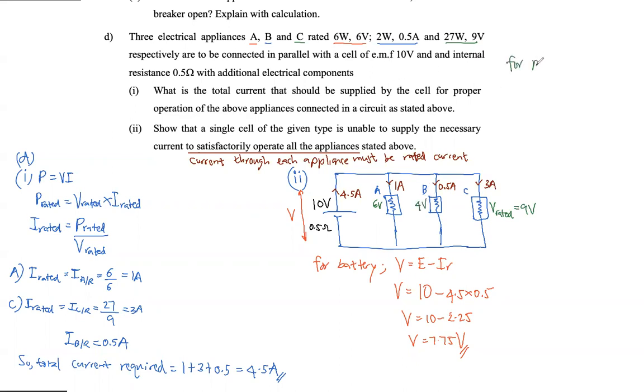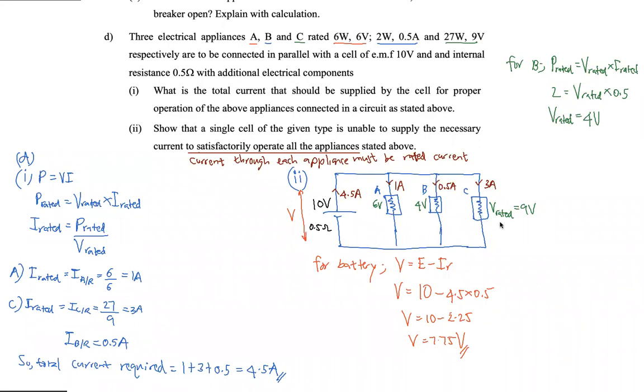Now, for B, if you apply rated power equals rated voltage into rated current: rated power is 2, rated voltage we don't know, and the current is 0.5. So the rated voltage for B is going to be 2 divided by 0.5, which is 4 volts. 4 volt is enough. So you can put another resistor here and allow it to take the remaining voltage. Okay, I will draw that.